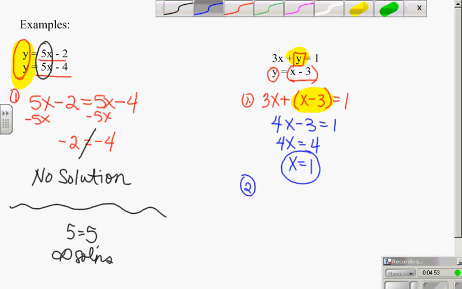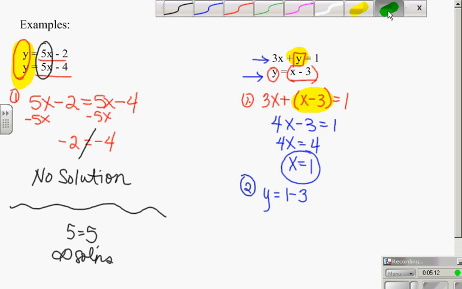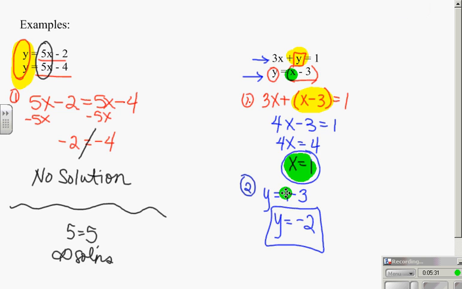X is 1. Now my second step is to take x equals 1 and go back to either one of these two equations. Doesn't matter. Replace the x with 1, and solve. Now the second one is a little easier to use. So I'm going to write y equals 1 minus 3. Now what I've done here is I have taken this value and that value, and I've replaced it. And what I get is y is negative 2. And those are my answers. Now if you went back and checked and put 1 in and negative 2 in, your answers should work out.